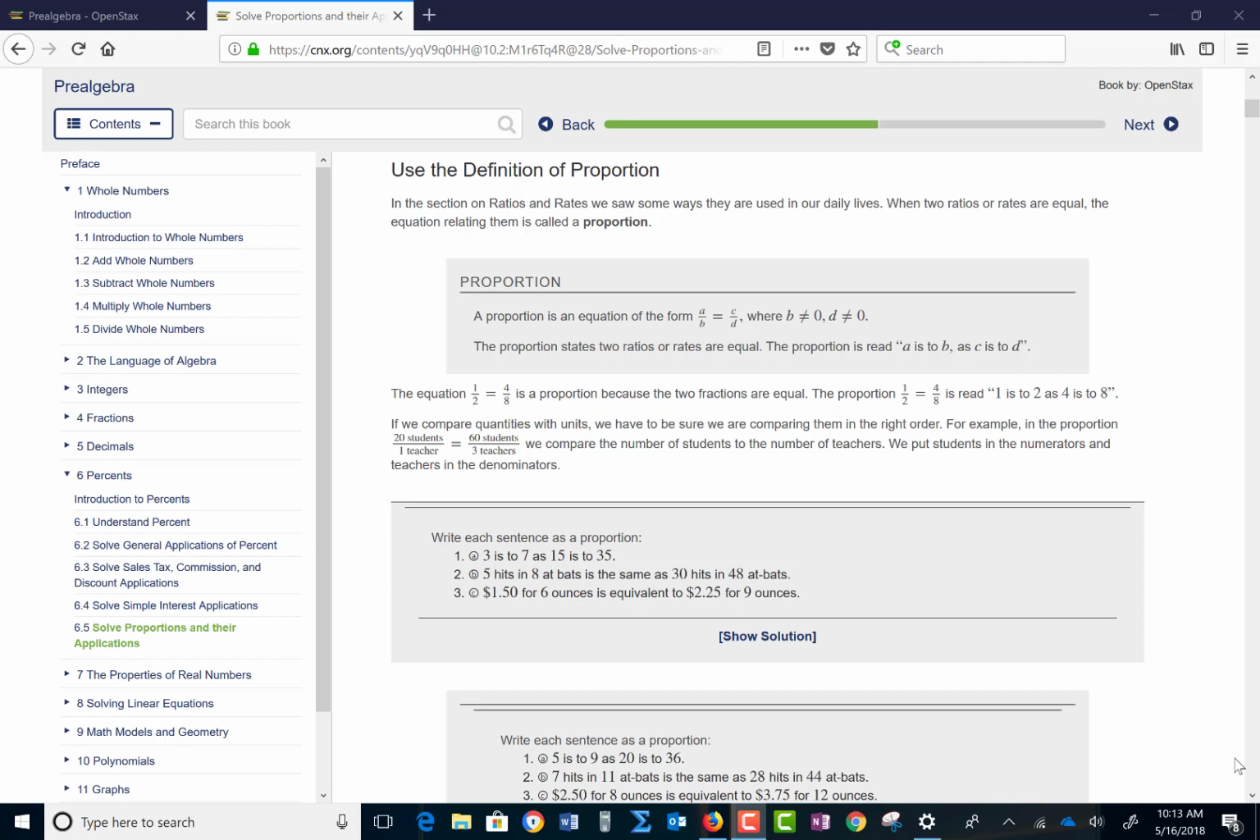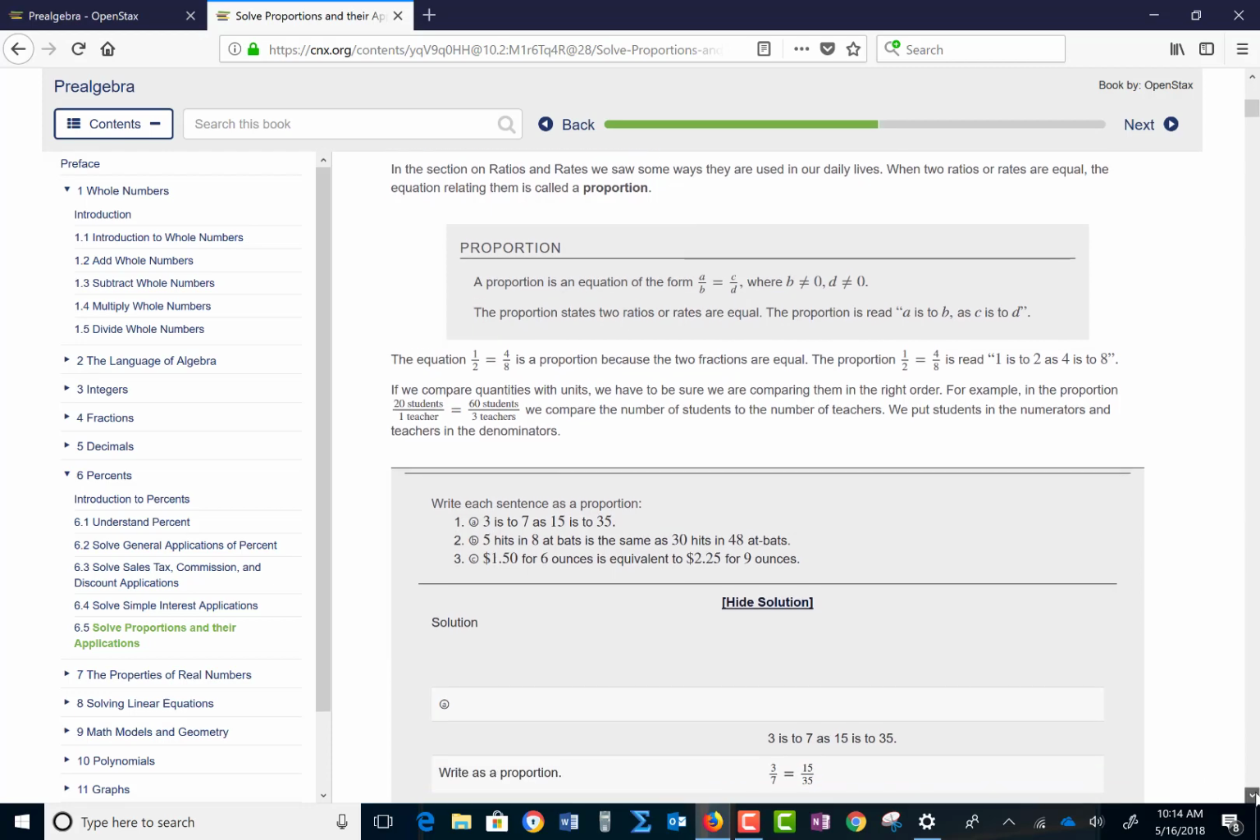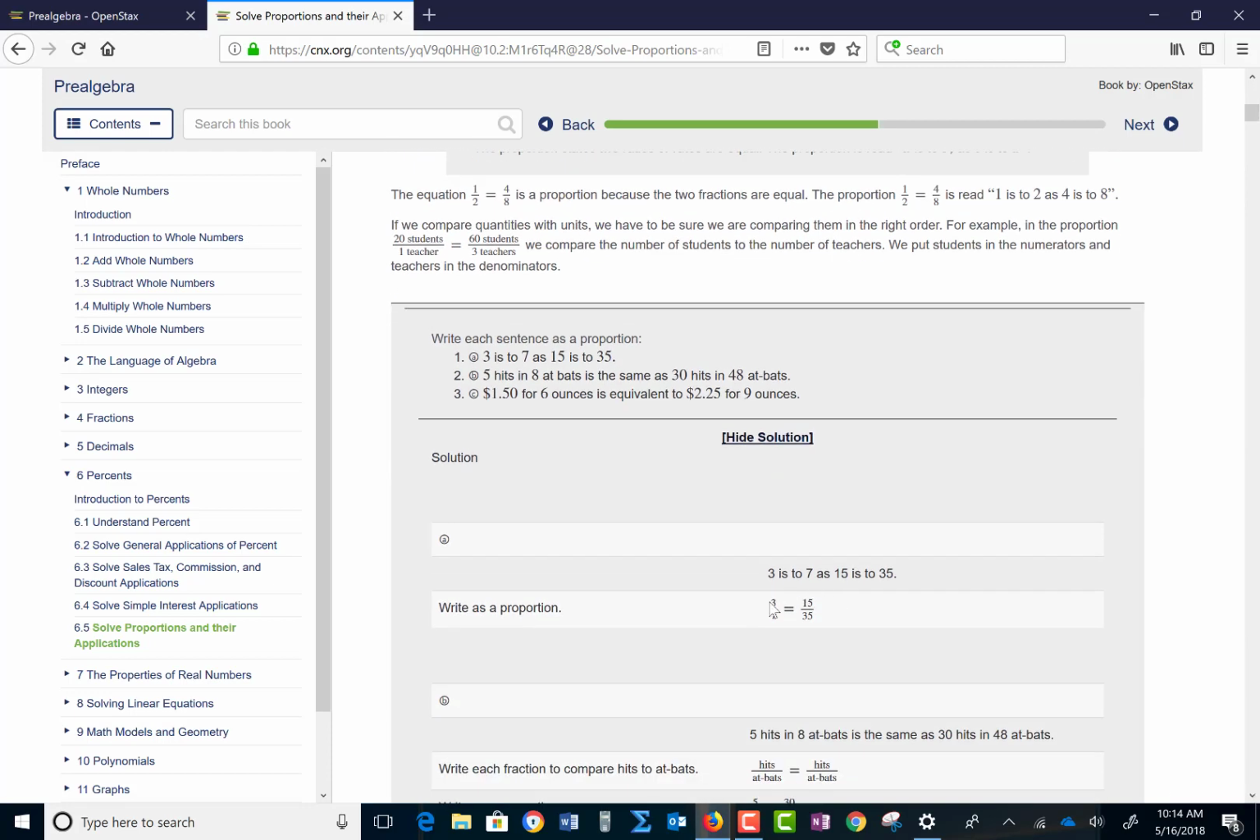So when we look at these two things that we have here, you can see in the example problem going down the page, it says write each sentence as a proportion, and it says 3 is to 7 as 15 is to 35. And what you're going to do is put the first number on the top of the fraction, the second number on the bottom. The "as" is the equal sign, and then the first number in the second expression on the top, and the next number on the bottom. So if we look at the solution here, you can see that we have the 3 on the top, 3 is to 7 as 15 is to 35. So that's how we read that.